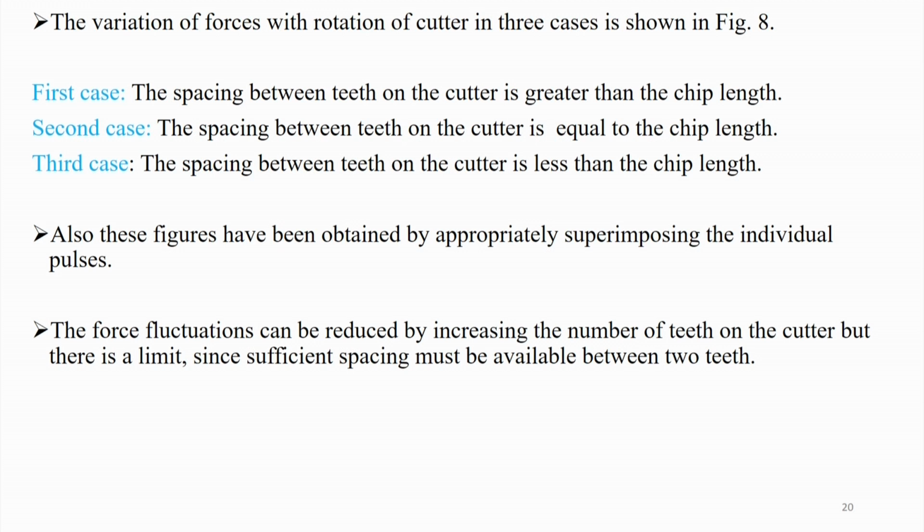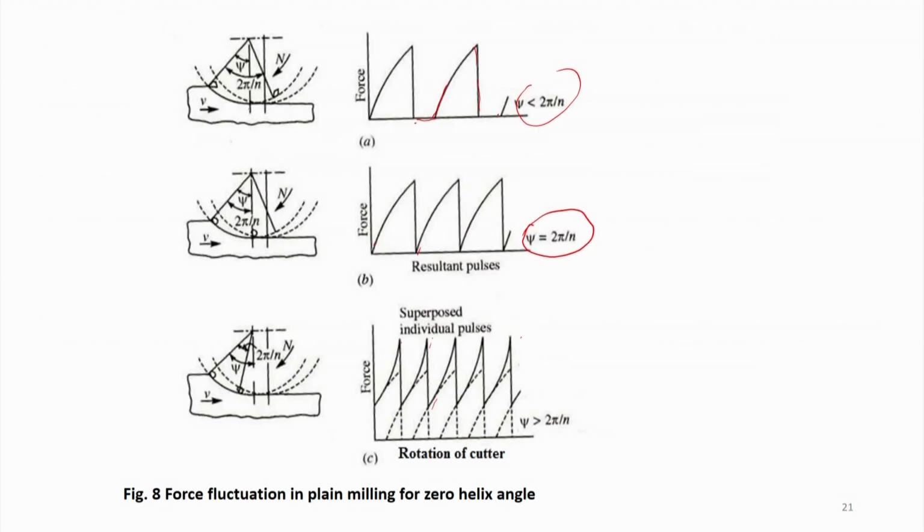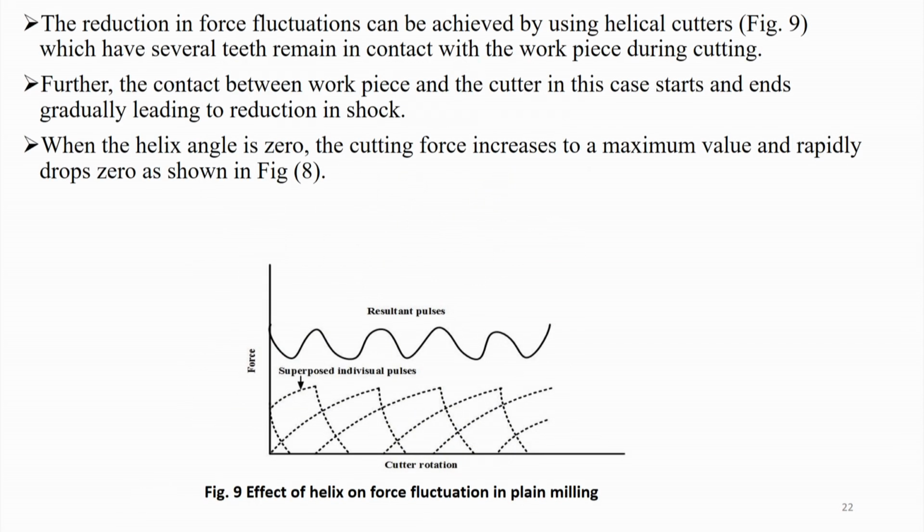Force fluctuations can be reduced by increasing the number of teeth on the cutter, but there is a limit, since sufficient spacing must be available between two teeth, otherwise there will be a lot of problems, including the chips getting obstructed. Reduction in force fluctuation can also be achieved by using helical cutters, which have several teeth in contact with the workpiece during cutting, because of the helix. So in the width direction one portion is cutting, but the other is not cutting.